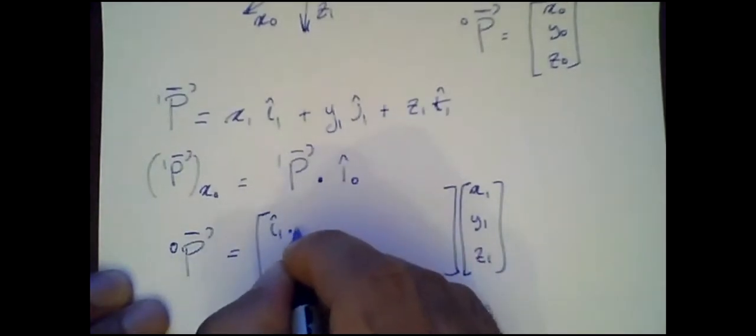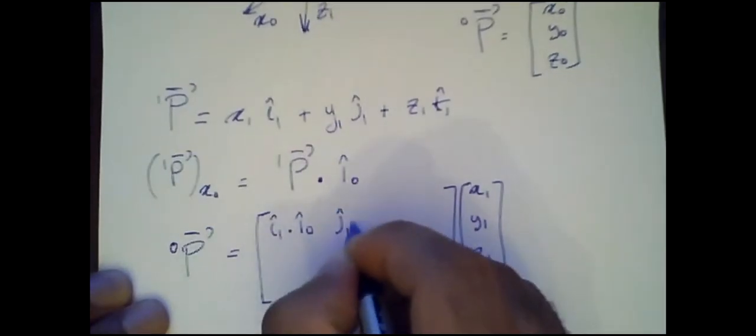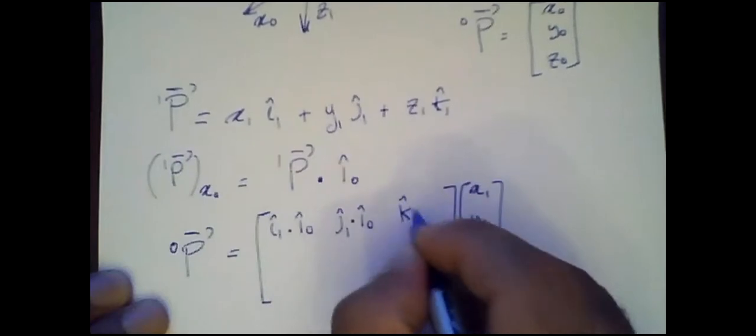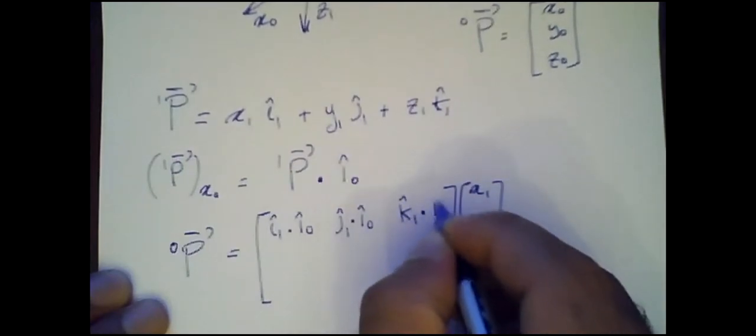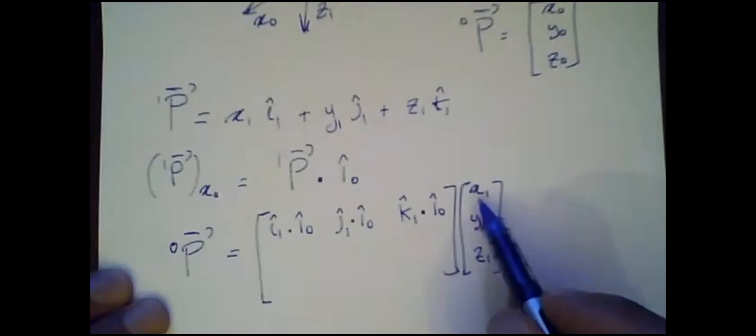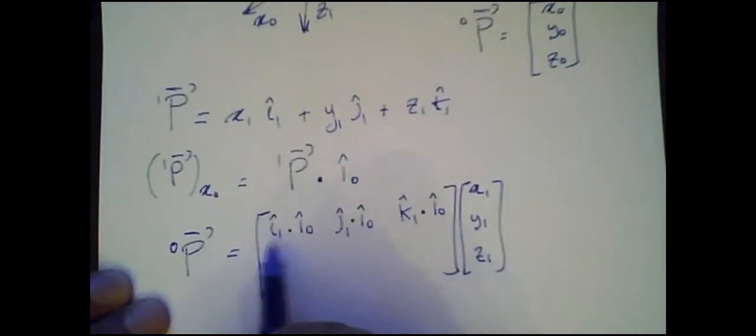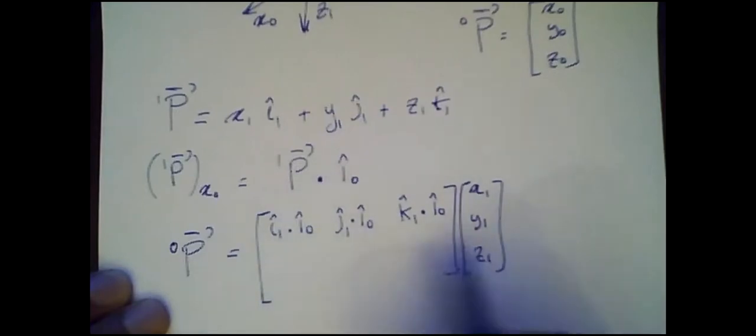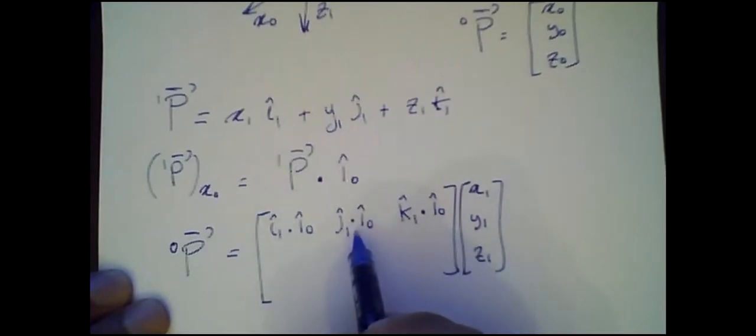So it's going to be i1 times i0. Second column, j1 times i0. And then the third column is k1 times i0. So that is simply it. When you do this multiplication, you're going to end up with x1 i1 dot i0 plus y1 j1 dot i0, and then the third one is z1 times k1 dot i0.